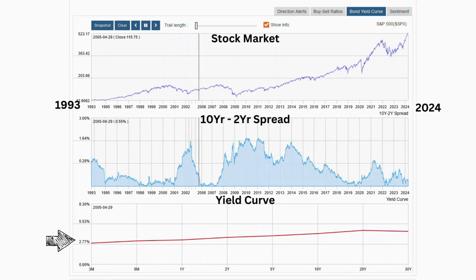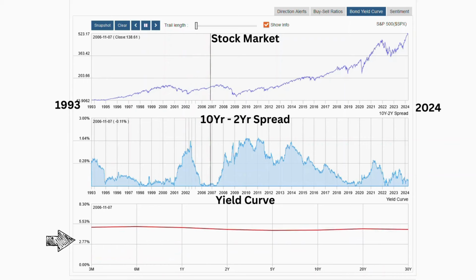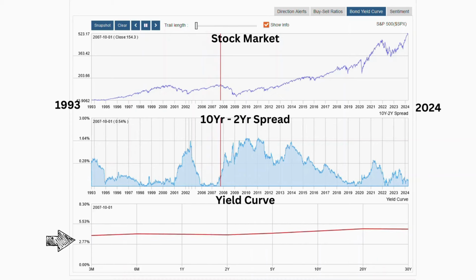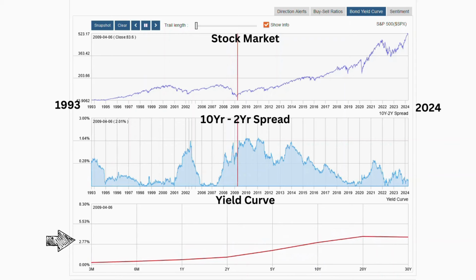Actions in the past 20 years include the Fed's response to the 2008 financial crisis, where it reduced rates to near zero, initially flattening the yield curve, which then steepened as recovery ensued. The implications of an inverted yield curve are particularly noteworthy.